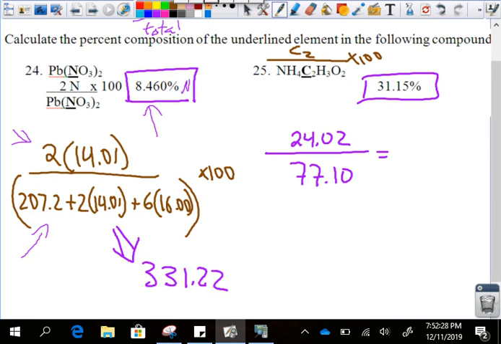In 25, you're doing the same thing but carbon. So the top is 2 carbons, and the bottom is the whole thing, the NH4C2H3O2. It's all of that stuff. The entire compound is on the bottom. And then, of course, because it's a percentage, you multiply those 2 values by 100, and you get 31% carbon.